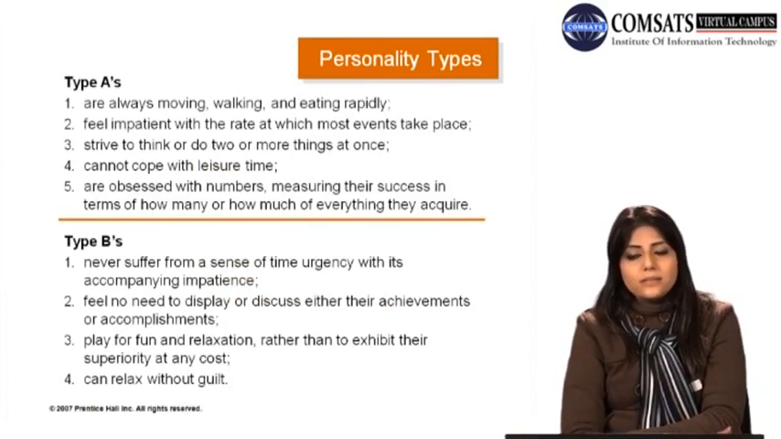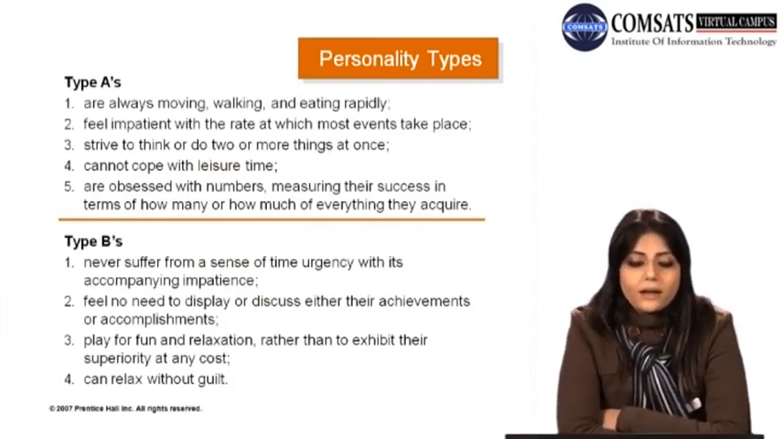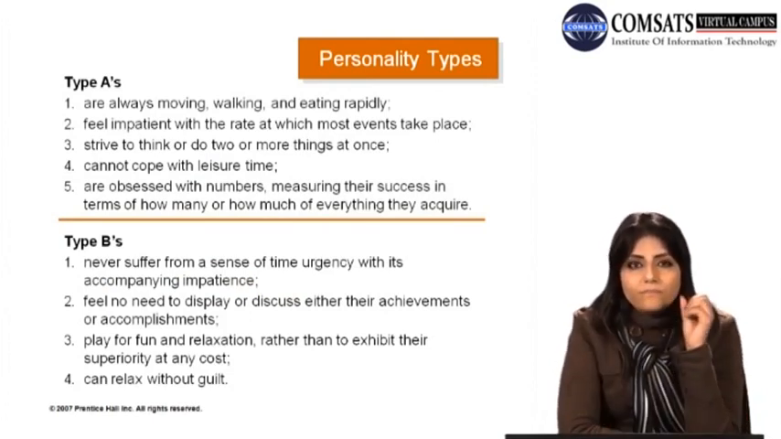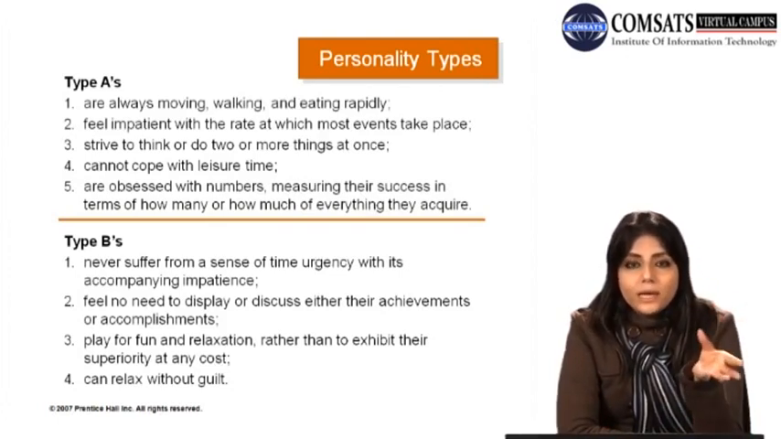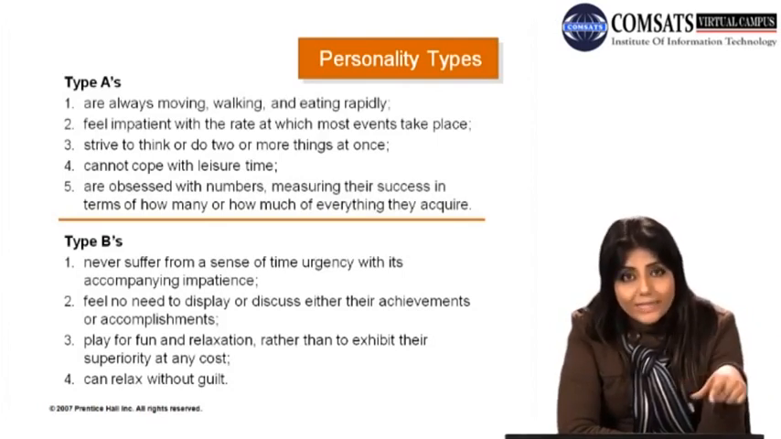Then there are these type A and type B personalities. So type A personalities are people who are also very aggressive kind of people, right? They cannot have leisure time. They are on the move all the time.